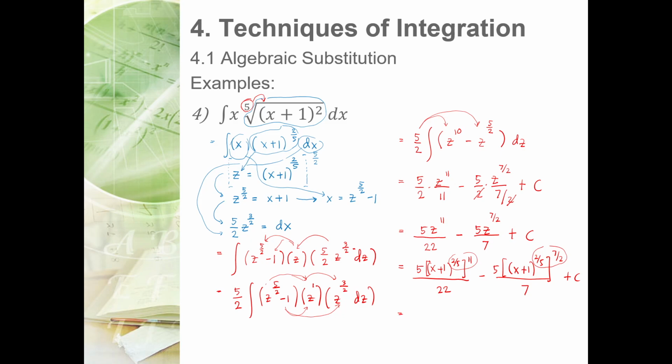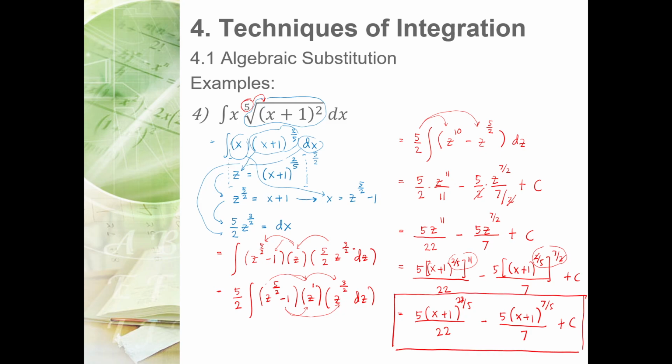So multiply. The final answer would be 5 times x plus 1 raised to 11 over 5, over 22, and then minus 5 times x plus 1 raised to 7/5, all over 7, plus c. The 2 cancels. So this is the final answer.